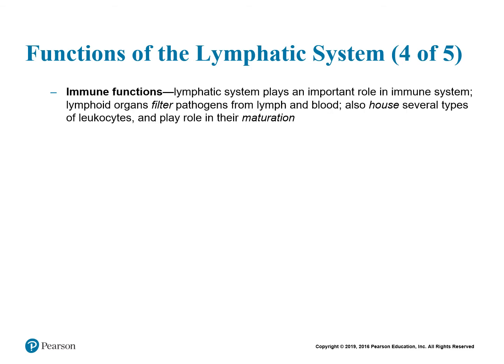In terms of immune function, they're really important for filtering any pathogens that you may have in your lymph or your blood, as well as the development of certain types of leukocytes. Again, we're talking about the T helper cells and cytotoxic T cells. And these are basically called T cells because they mature in the thymus. Again, that's where that T is coming from.